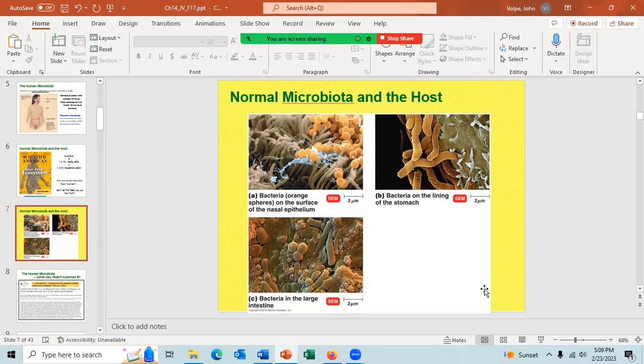Here are some pictures of the normal microbiota. Bacteria in the nasal epithelium, the orange cocci. Bacteria lining the stomach. These are, well, I think they're rods, but they could be spirals. I always thought they were rods, but that's definitely a bent one, unless there's 2 of them there. And then here's some bacteria in the large intestine. You can see both rods and coccobacilli or cocci. Many microbes in the large intestine.